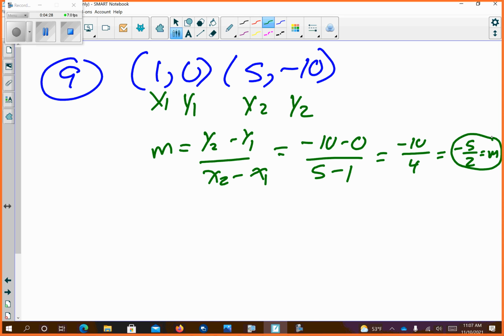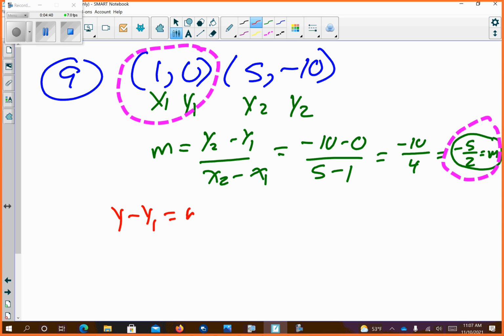Okay? So I have that. Now, I've already labeled x1, y1, and I found my slope. Agree? So then I'm going to use those with my point slope equation, which is this.